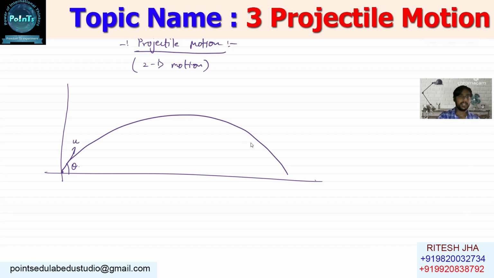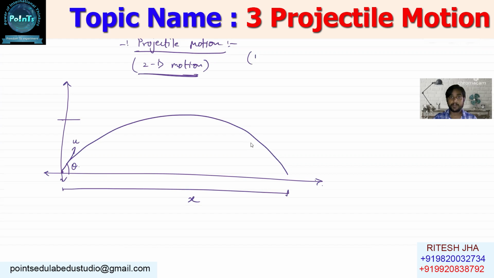What happens is this object covers a certain height as well as a certain horizontal distance, x. This kind of motion, where it has some vertical distance as well as some horizontal distance simultaneously, is two-dimensional motion, having motion in 2 dimensions. It is known as projectile motion. This is parabolic motion. I'll tell you why it is also known as parabolic motion, because of some equation. We'll see that.